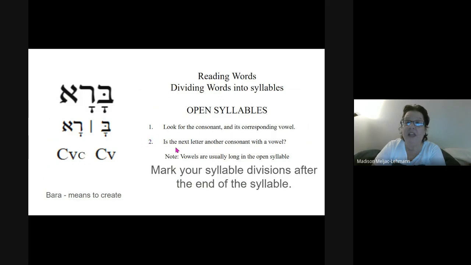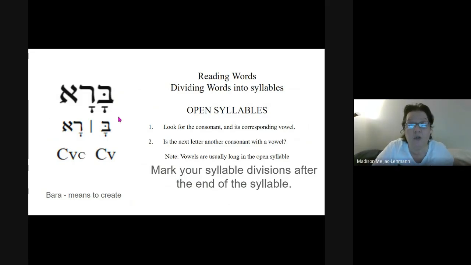After the consonant vowel, is the next letter another consonant with a vowel? Yes, it is. We have a bet and we have a kamatz. And then we look, what's our next letter? Well, zigzag reading tells us our next letter is the resh, and below it is another kamatz. So is the next letter another consonant with a vowel? Okay, yes. So that means our syllable breaks right there. So make a line, and I will have you do that when we start to get to homework again. You're going to be breaking up a lot of words. Please make a line between your syllables.